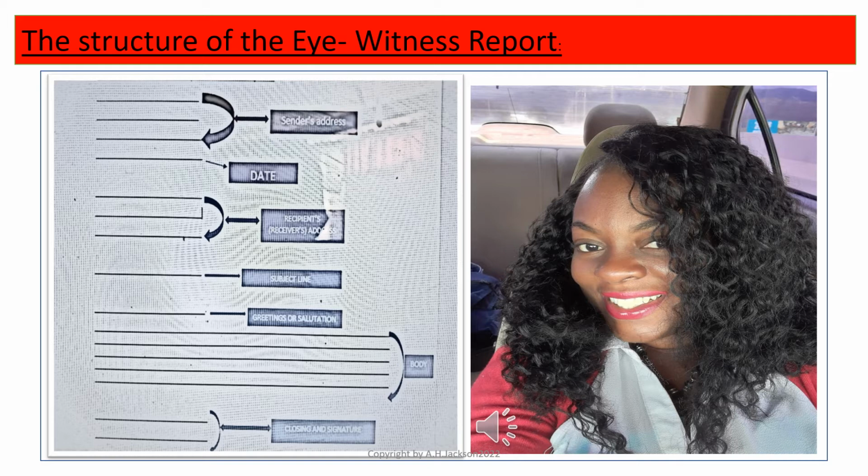Then you will have your greeting or salutation, dear sir, madam. Then you'll have the body of your letter, which may consist of 3 or 4 paragraphs, given the nature of the situation that you are writing about. And of course, you'll have your closing and signature. Are you seeing it? I hope that this has been somewhat clear to you. Good. You understanding? So this will be the block format.